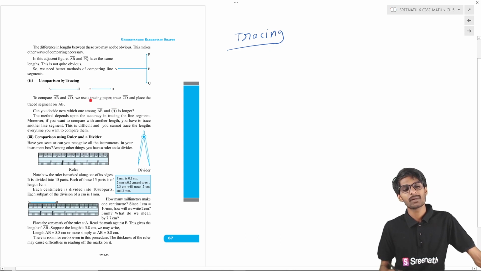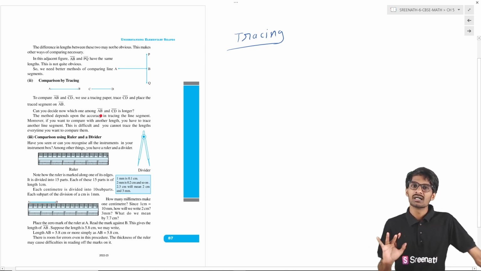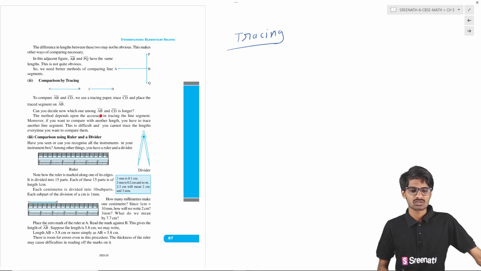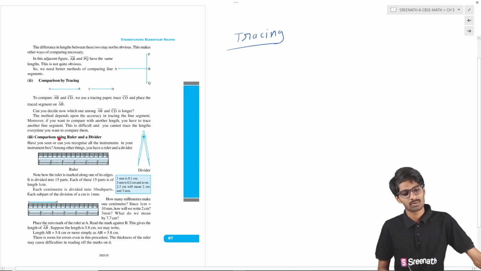So if you want to compare these two line segments with another line segment, you have to trace and draw again. This is always a lengthy, complex process, and it will not give good results either. So we have to search for another method.